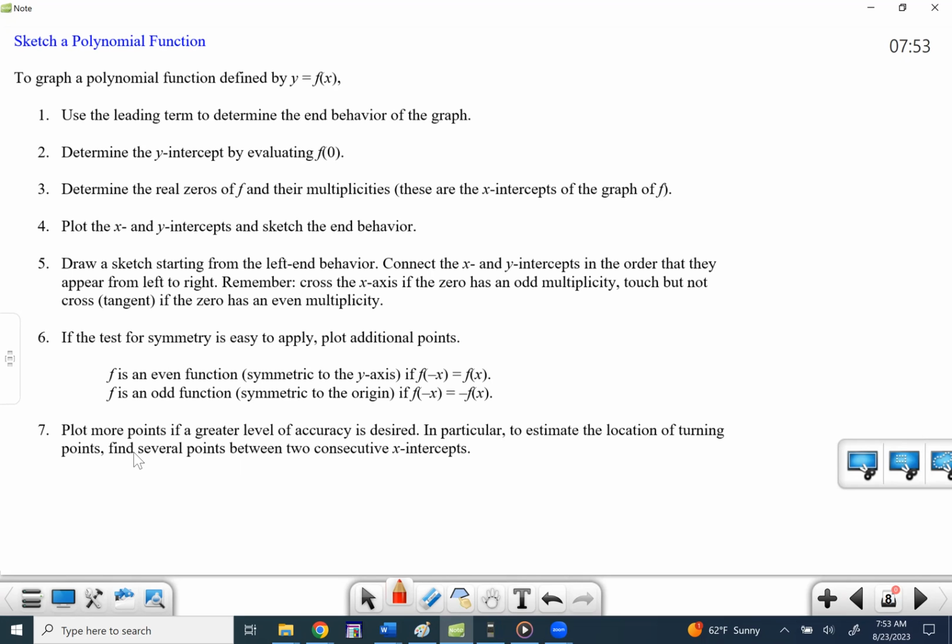And then if you're ever unsure how to make your graph go through the points, just plot more points. You can always plug in x values and get y values until you start to get more and more accuracy. I'm not super concerned with really detailed accuracy. I just need to have the general shape and some key things showing. And trust me, this will be enough to get you through calculus. So I'm keeping that in mind as I think about how detailed we need to be.